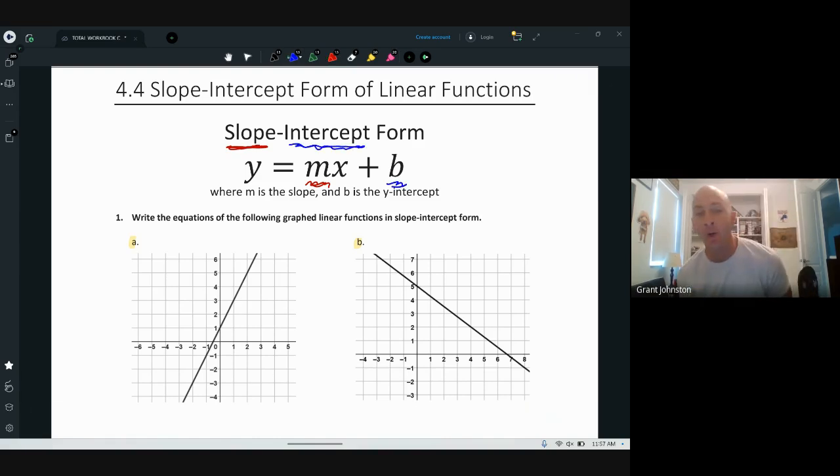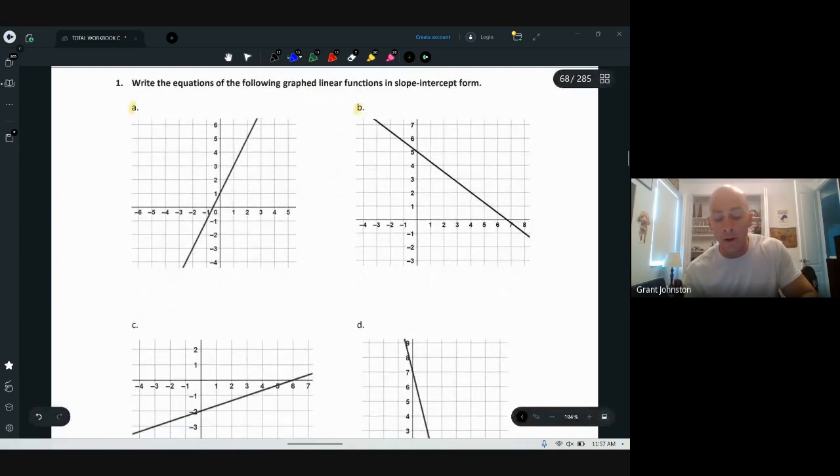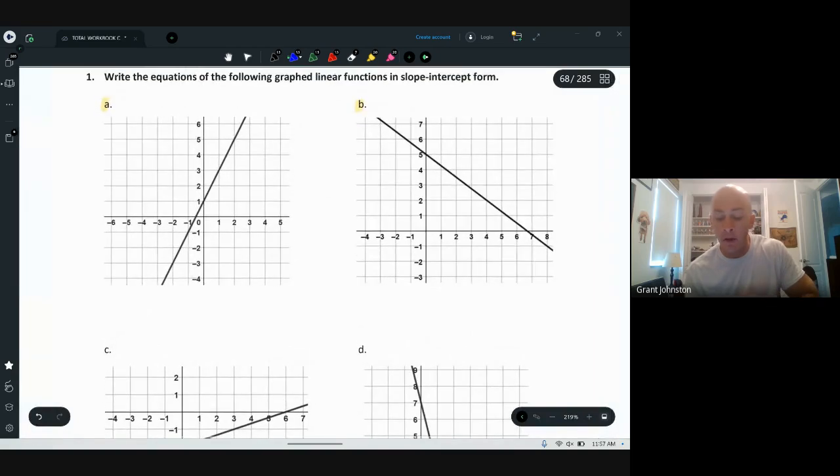So, I mean, it's kind of slope y-intercept form, but that's why it's called slope-intercept form, because it gives you the slope and it gives you the y-intercept. So number one says, write the equations of the following graphed linear functions in slope-intercept form. So we need those two things. We need the slope and we need the y-intercept.